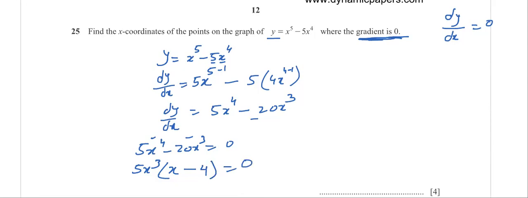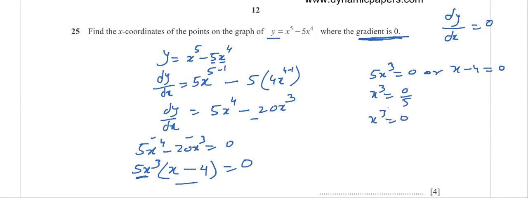So now what are the possibilities? The possibilities are 5x cube will be equal to 0, because the product of two terms is 0, so this will be 0 or this will be 0. x minus 4 will be equal to 0. So we will have x cube equal to 0 over 5, and then x cube will be 0. Take the cube root on both sides, x will be 0. And for this one, take 4 to the other side, x will be 0 plus 4, which is 4.